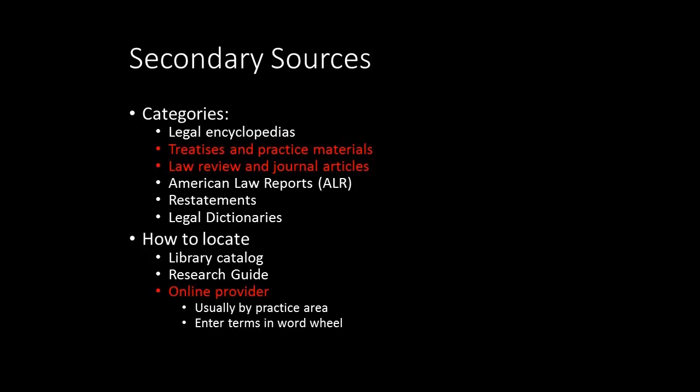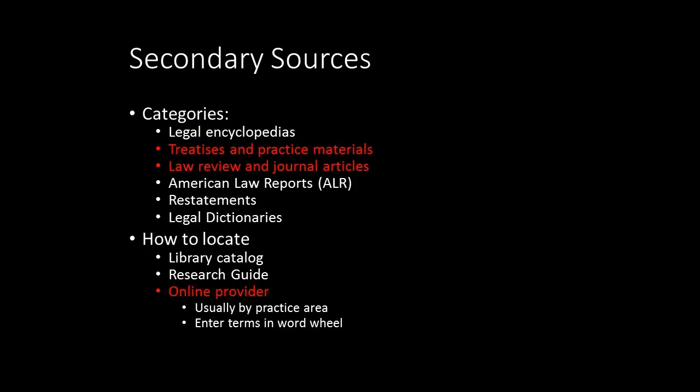All right, now we're going to look at secondary sources. Remember that secondary sources explain or summarize primary law sources and provide citations to more primary sources. If you remember from first year legal research, there's a whole bunch of different types of secondary sources and a number of different ways to locate them. We're going to look at a couple of them specifically, treatises and practice materials, and law review and journal articles.